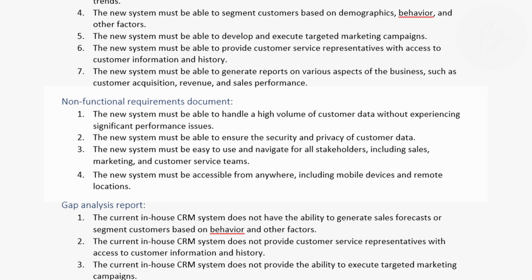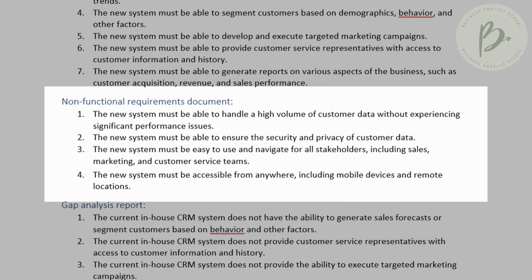Another non-functional requirement is that the system must be able to ensure security and privacy of customer data. We need to ensure that the right people are able to access certain information, and not just any random person can access customer data, because of GDPR. We need to make sure that we're abiding by the GDPR rules.